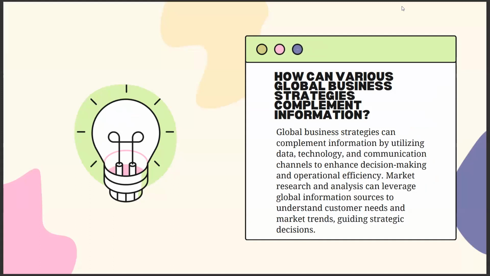Okay, third on the agenda, how can various global business strategies complement information? So global business strategies can complement information by utilizing data, technology, and communication channels to enhance decision making and operation efficiency. Market research and analysis can leverage global information sources to understand customers' needs and trends, guiding strategic decisions.